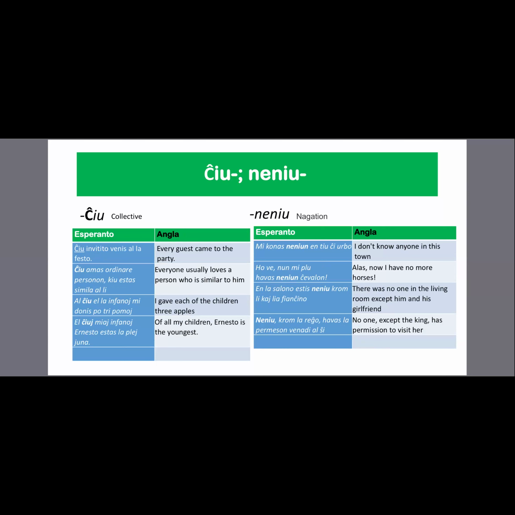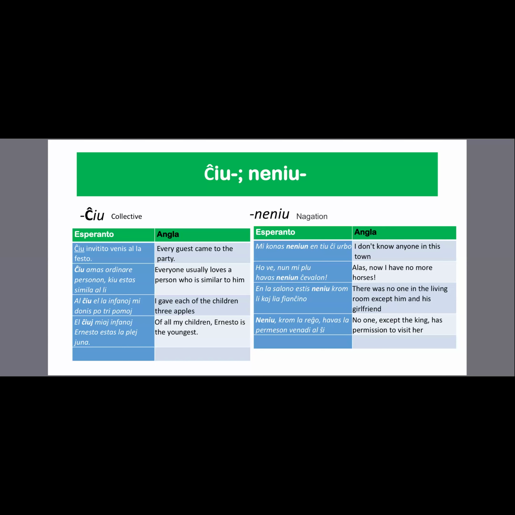Let's also see ĉiu and neniu. Ĉiu remains collective. Now we are talking about collective things, collective of individuals or identity. So let me see. "Ĉiu invitito venis al la festo." Every guest came to the party. Every guest. A guest is an individual. So again, "Ĉiu invitito venis al la festo." "Ĉiu amas ordinare personon kiu estas simila al li." Everyone usually loves a person who is similar to him. Everyone, when I say everyone, is ĉiu.